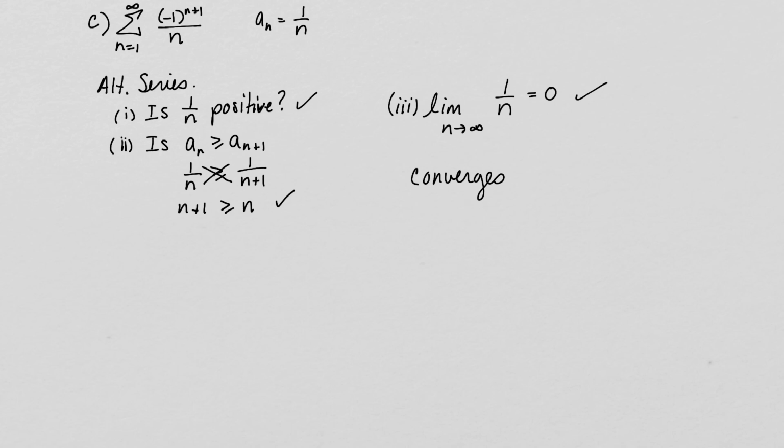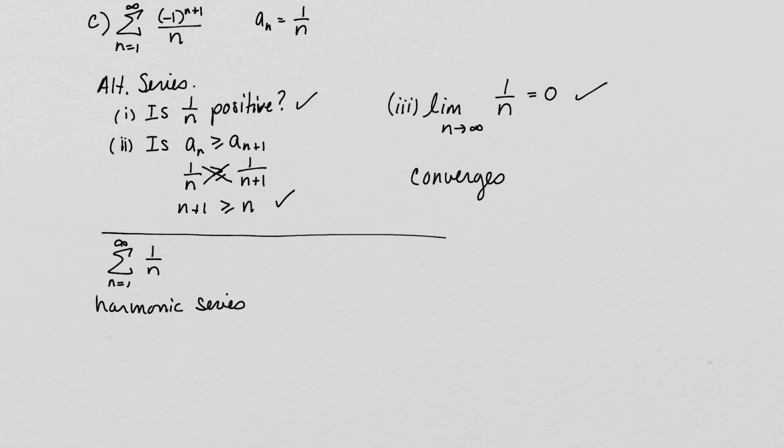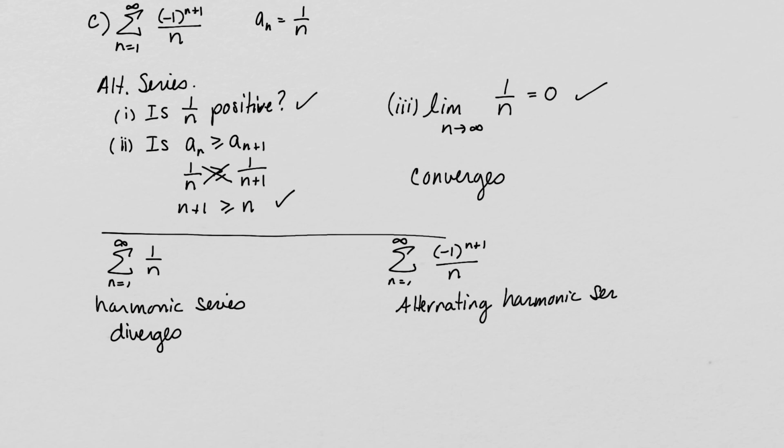This series actually has a special name. So remember, we talked about the series 1 over n, kind of like a little bit of a recall. The series n equals 1 to infinity of 1 over n, that was called the harmonic series. And we said how that was a p-series and that it diverged. The summation n equals 1 to infinity of negative 1 to the n plus 1 over n is actually what's called the alternating harmonic series. And as we just found, it converges.